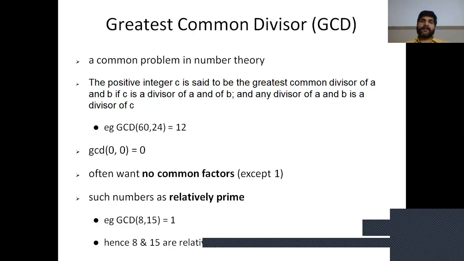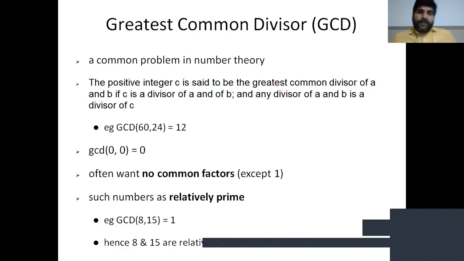The greatest common divisor, GCD, is a common problem in number theory. A positive integer c is said to be the greatest common divisor of a and b if c is a divisor of a and of b, and any divisor of a and b is a divisor of c. For example, GCD(60, 24) equals 12. 12 is the greatest common divisor of 60 and 24.